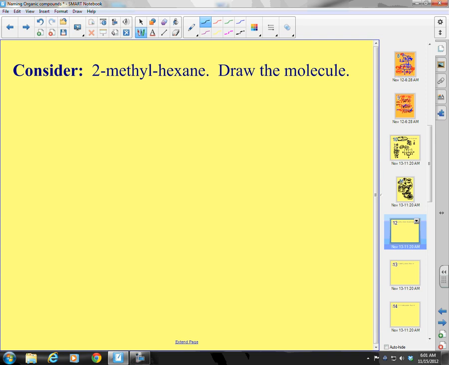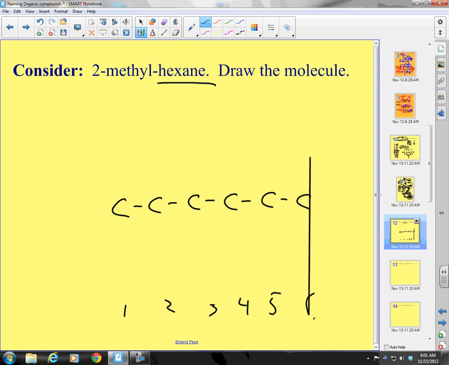Well, where do we start? Hexane. Well, I'm going to put 6 carbons. 1, 2, 3, 4, 5, 6. I'm going to have to number these. I'm going to number them down low so it doesn't get in the way. Doesn't matter if you go right to left or left to right. I'm going to go from left to right. 1, 2, 3, 4, 5, 6.